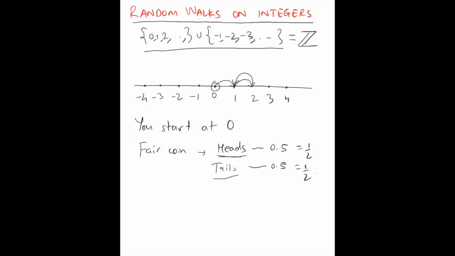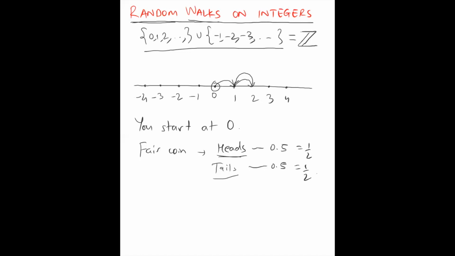So that's where the name comes from. The random comes from the fact that you don't know where you're going to go at each point. You're not sure whether you're going to go to the right or to the left. Walk, because it's kind of like you're walking. And integers, because the walking is being done on integers. So that's where the name comes from, random walks on integers.